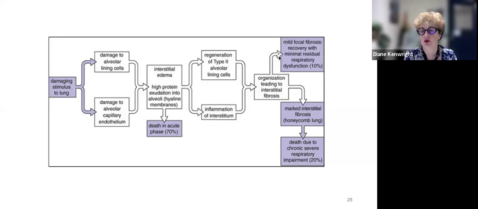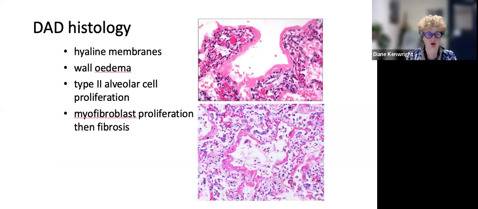Now, if it's mild, there will be recovery with minimal residual respiratory dysfunction. This is many COVID patients who've been in ICU. They come out and they have mild residual respiratory dysfunction. Or it can lead to marked interstitial fibrosis, which leads to death due to chronic severe respiratory impairment. So that is the pathophysiology and pathway of DAD, and this is the histology. Important things to know.